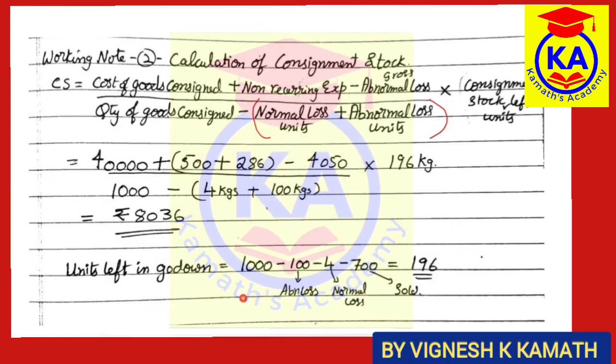See, I have written here 1000 goods have been consigned, right? Of that, 100 kgs were lost in abnormal loss, 4 kgs were lost by normal loss, and 700 goods were sold. So 1000 minus 100 minus 4 minus 700 will give you 196 kgs. So 196 kgs is the units left in the godown, that is nothing but the consignment stock units left. So 196 kg. If you do the calculation, you are going to get the answer as 8036. I hope you are clear with the consignment stock valuation. Please note the formula.